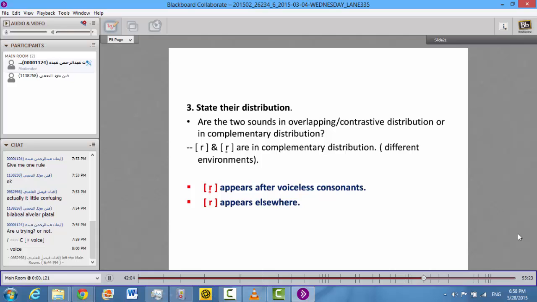Then we state the distribution. Are the two sounds in overlapping or contrasting distribution, or are they in complementary distribution? We have to state this. The ra and the ra voiceless are in complementary distribution. Each one of them occurs in a certain environment, and the ra voiceless always occurs after voiceless consonants. So they have different environments. We say that the ra and the ra voiceless are allophones of the same phoneme. They are variants, and they are non-distinctive. They are in complementary distribution because they occur in different environments. One appears after voiceless consonants, and the other, ra voiced, appears elsewhere, either initially or finally, or preceded by a voiced consonant or by a vowel.